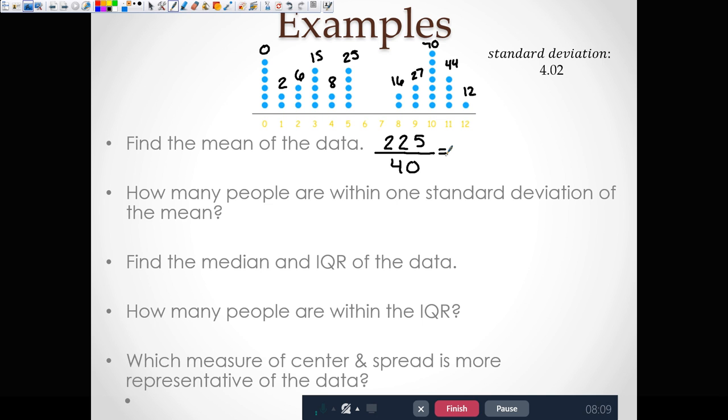I got 5.6. $225 divided by 40. 5.6. All right.